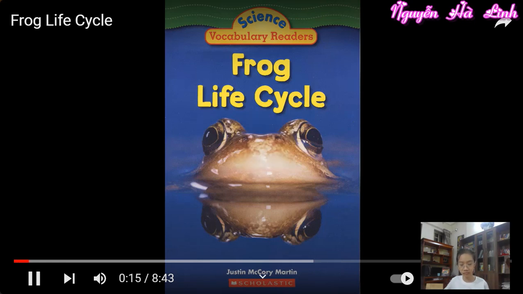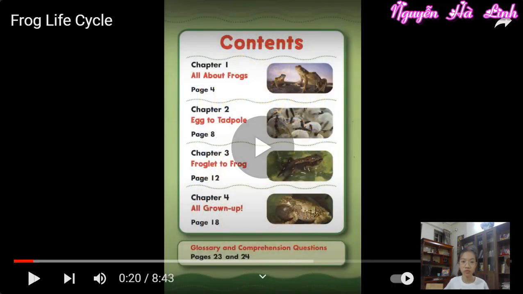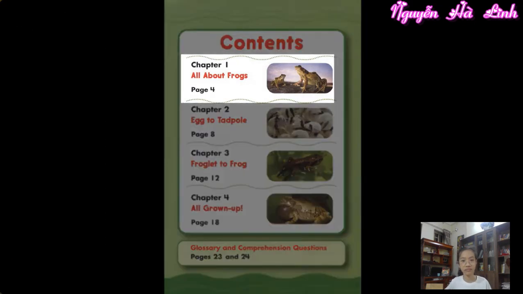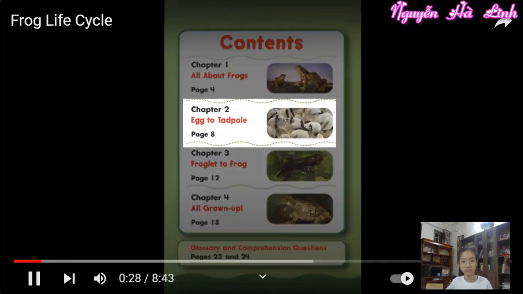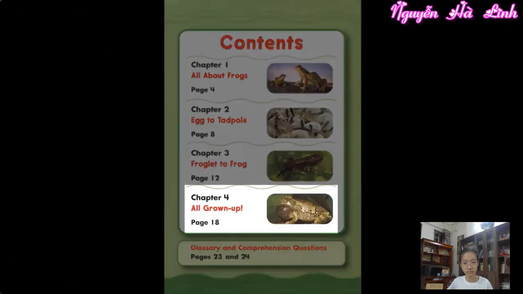Frogs. It was made by Scholastic and the author is Justin McCory Martin. Frog life cycle. It has 4 chapters, and that's on the contents page. First chapter is all about frogs. The second chapter is egg to tadpole. Third chapter is froglet to frog. And the fourth chapter is all grown up.